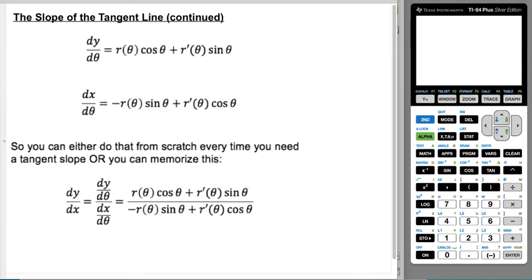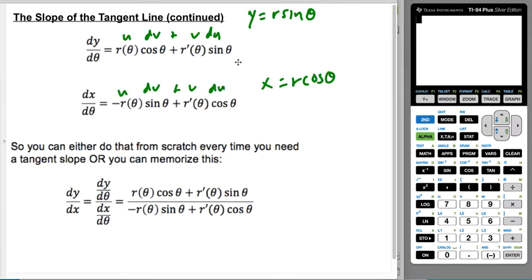So there are two ways to do this. You can either memorize this, which is fine. So remember that y was r sine of theta, so this is u dv plus v du, fine. And remember that x was r cosine theta, so this was u dv plus v du, and that's fine. So if you want the tangent line, it'll be dy/dθ, which is this thing on top, over dx/dθ, and you can straight up memorize that.